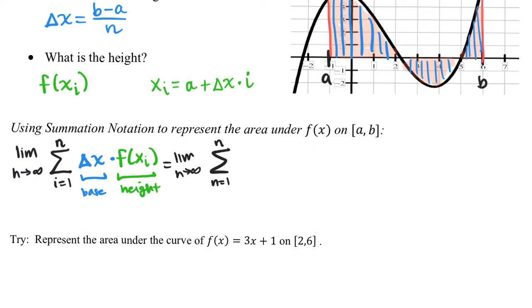That shouldn't say n, that should say k. Not k, i. I used i in this expression. Sometimes they use k. They can actually use any letter they want; you just want to make it consistent with what you've written. So this is delta x times, instead of f of x sub i, f of this, because they're the same thing.